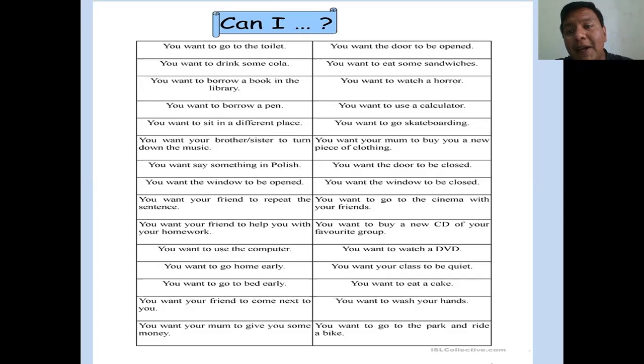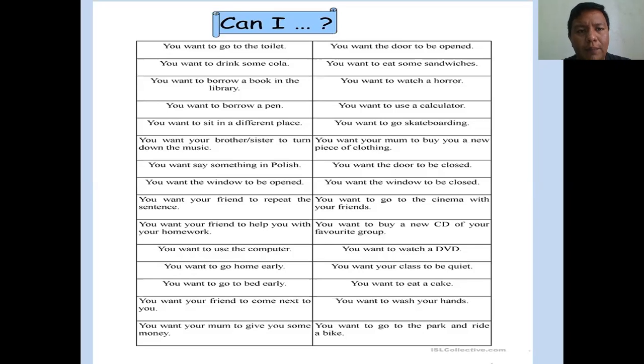Entonces, la actividad consiste en formular 10 preguntas. Vas a tomar de aquí, de este cuadro, de esta tabla, vas a tomar 10 opciones con las que tú te familiarices más. Y vas a formular el permiso, ¿sí? Entonces tenemos, you want to go to the toilet. Tú quieres ir al baño. ¿Cuál es el permiso que vas a realizar? Can I go to the toilet?